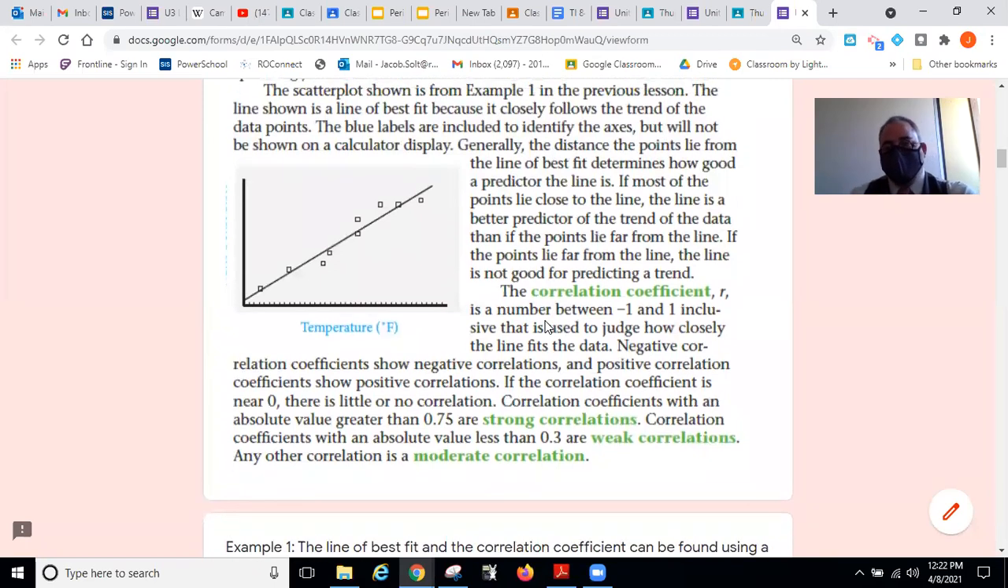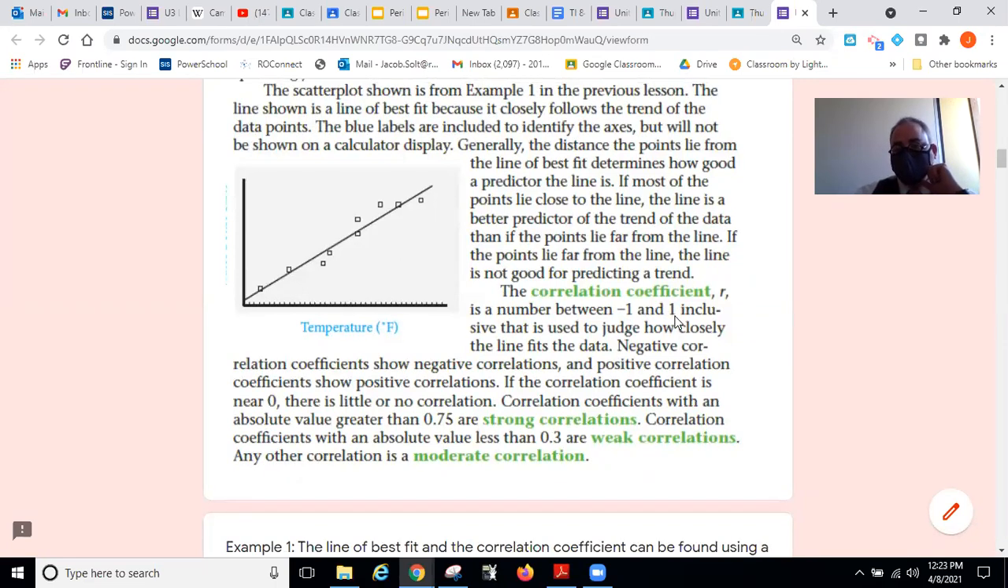There's a number that we can use to measure how good a linear model fits a particular set of data, and that's called the correlation coefficient. We also call it just R. The correlation coefficient is between -1 and 1. -1 is a perfect negative correlation. That would mean if I drew a line, every single one of those dots would be exactly on that line, and because it's negative, the line is going down.